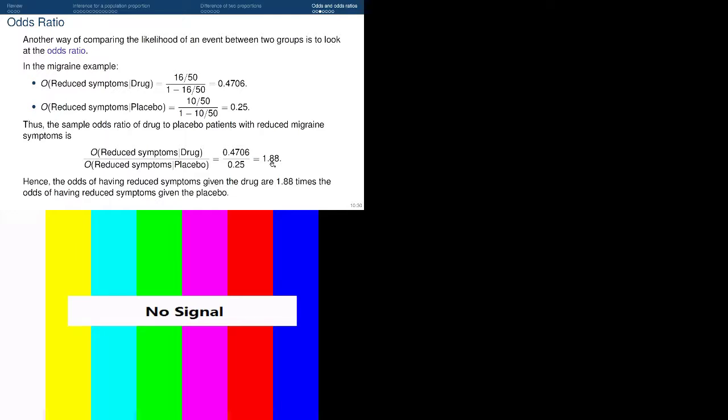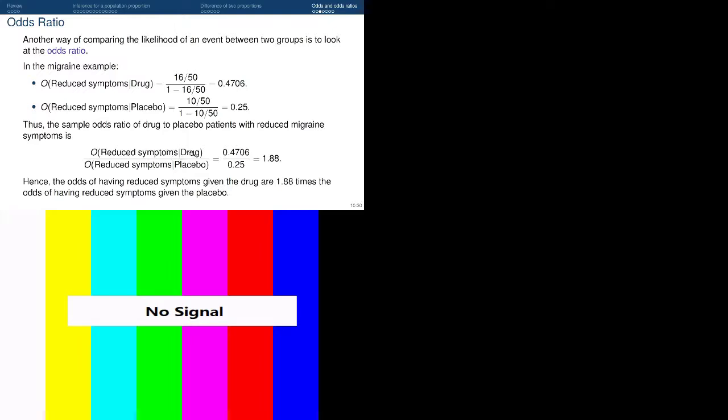Now, let's think about what we're actually interested in here. We're interested in testing whether, having taken the drug, more people will have reduced symptoms than if you just took the placebo. Now, if the drug and placebo were equally as effective, what would we expect this odds ratio to be? One?